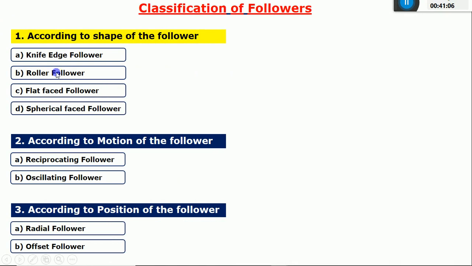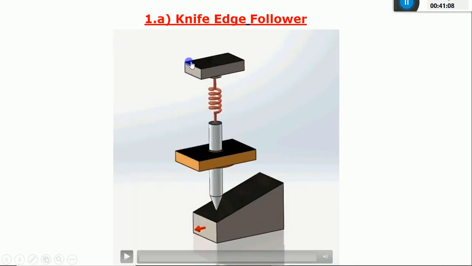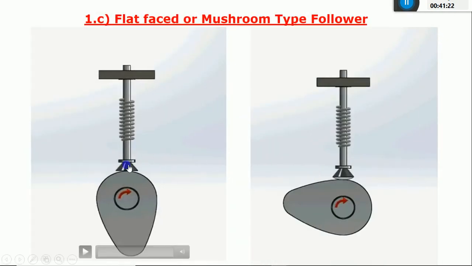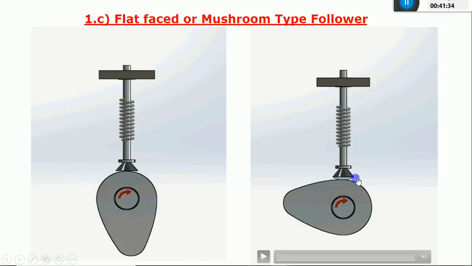The first one is the knife edge. You can see the shape of the follower is knife edge, so I can call it a knife edge follower. The second one is a roller type, and it is called a roller follower. The third one is a flat face or a mushroom type. The end of this follower is perfectly flat, so I can call it a flat face. If it is slightly curved, not spherical, I can call it a mushroom type.